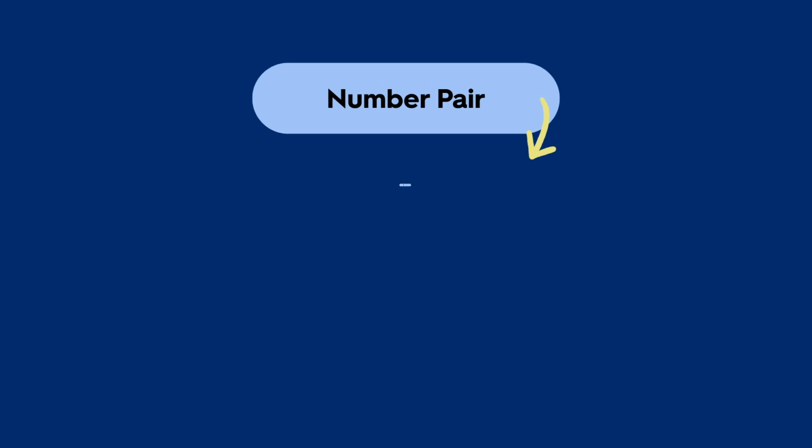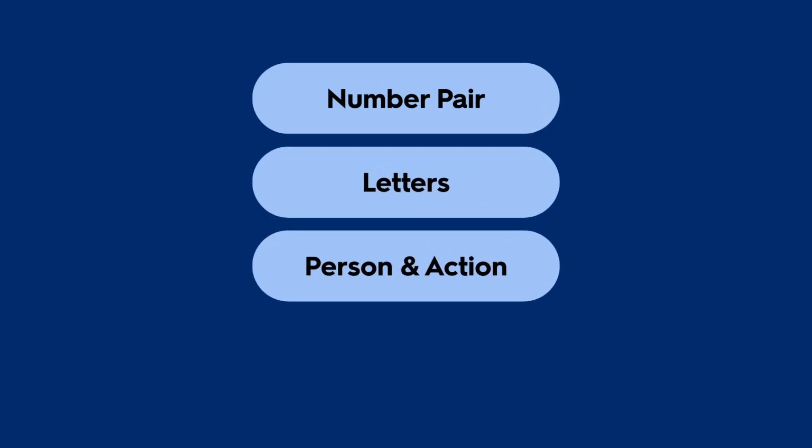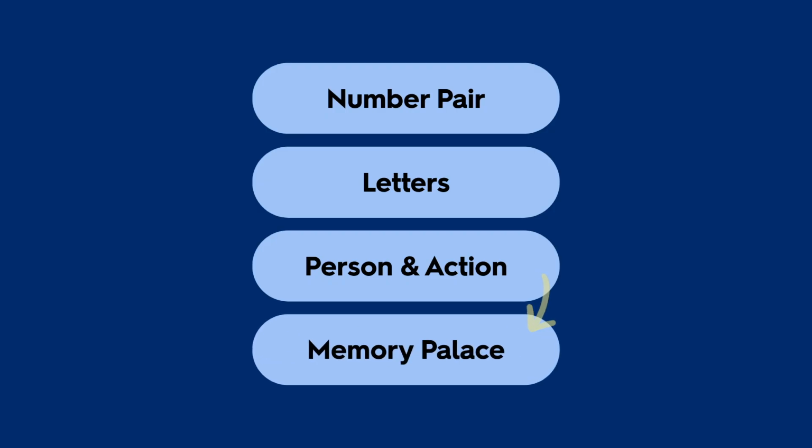Here is the big idea. A number becomes letters. The letters point to a person and an action. Then you place that person doing that action somewhere familiar, like your bedroom, kitchen, or front door.